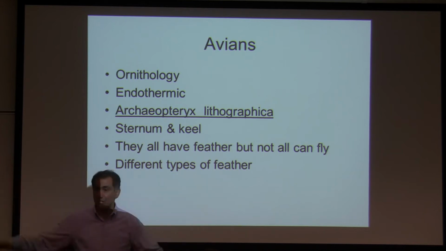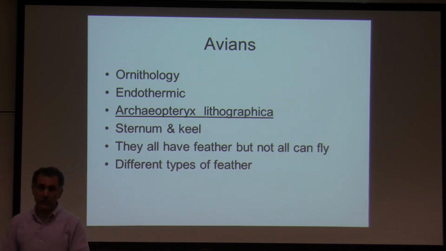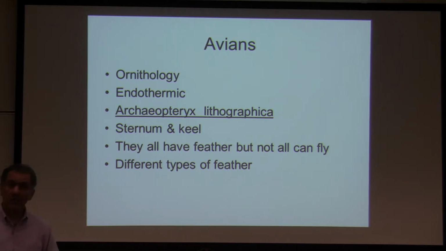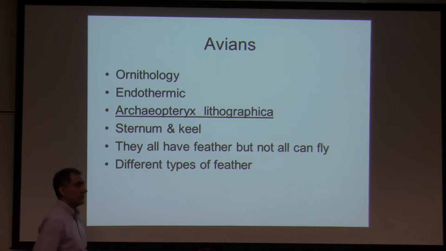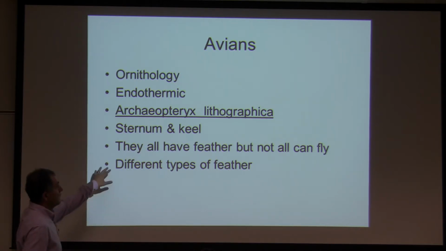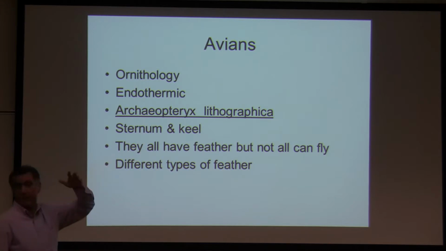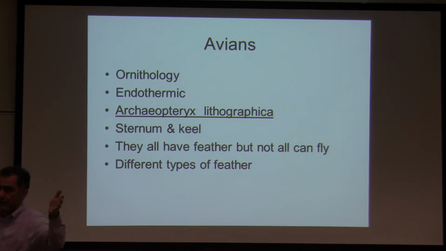Flight wings attached to them. And I'll show you some pictures. There are a whole bunch of bones in birds, but don't worry about any of them except the keel. Keel is the bone that flight muscles attach to. They all have feathers, but not all can fly. Of course, you know that.